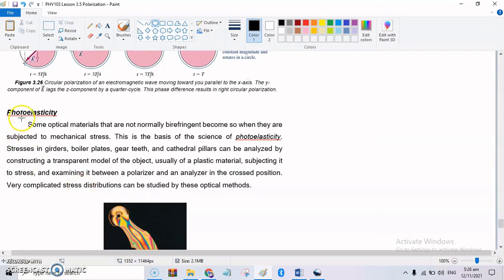Let's move on. Photoelasticity. Some optical materials that are not normally birefringent become so when they are subjected to mechanical stress. What is this birefringent, by the way?